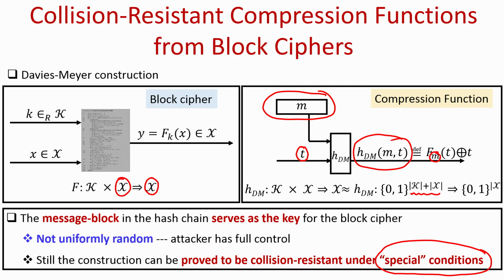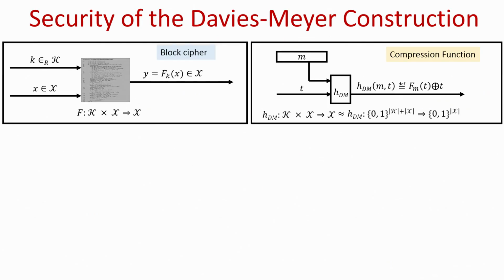You might be wondering, since we have discussed that block ciphers remain secure only if the key is not known to the attacker and the key is uniformly random. But the way we are using the block cipher in this Davis-Meyer compression function is that the message block to which we apply the hash function little h is fully under the control of the adversary, and that is actually serving as the key for the underlying instantiation of the block cipher, and that need not be random. Still, we can prove that under special conditions, the way the output of the Davis-Meyer construction is defined, the construction is indeed collision resistant.